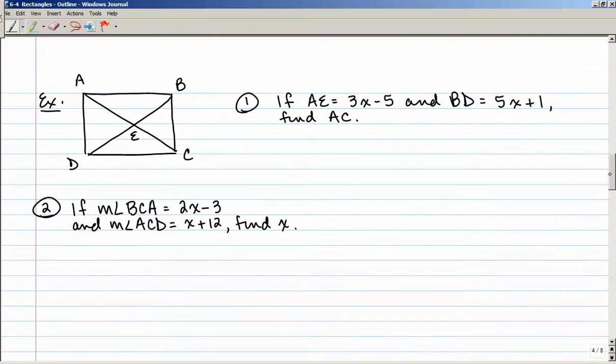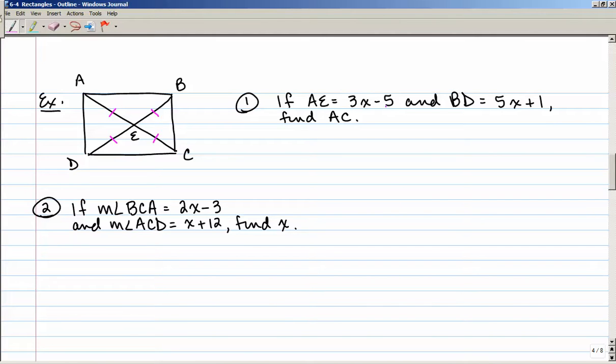So using all of these qualities of rectangles, let's do a couple examples. Here we have rectangle ABCD. Number 1 says if AE equals 3x minus 5 and BD equals 5x plus 1, find the length of AC. Well, I know that in a rectangle, the diagonals are congruent, and I know that they bisect each other, so I know that all 4 of these little pieces here are congruent to each other. So AE is the same as EC, BE, and ED.